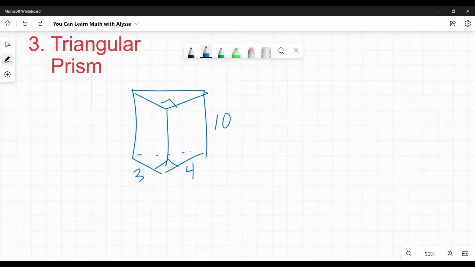So once you use the Pythagorean theorem here, you're going to know that the other side of this triangle, which I'm going to write up here to make it a little clearer, keep it nice and neat, is 5. So 3, 4, 5, right triangle, and the prism has a height of 10.